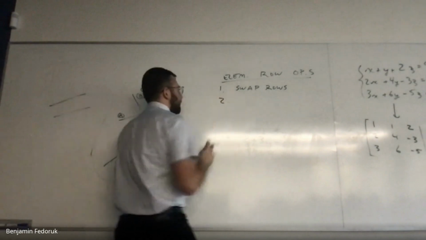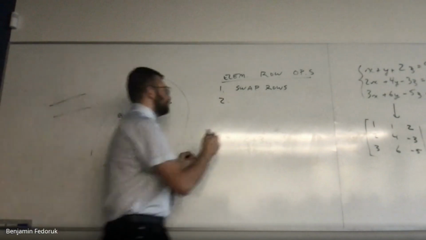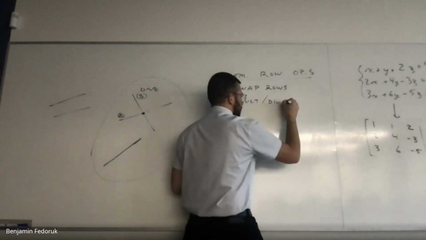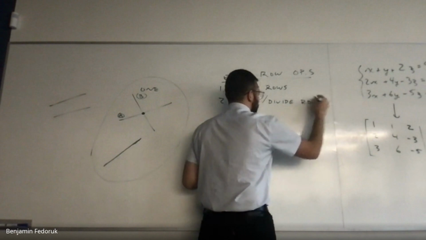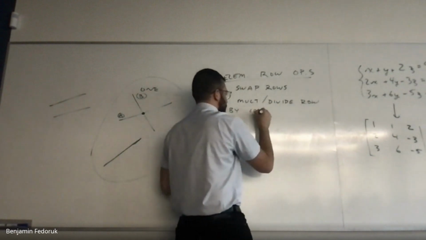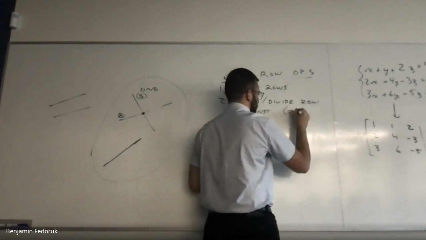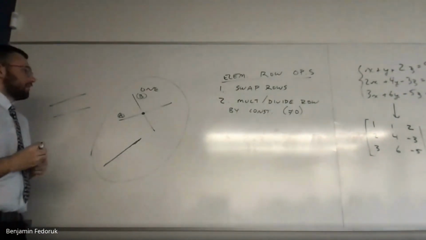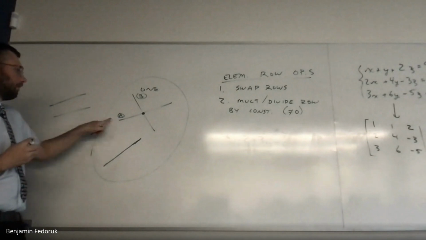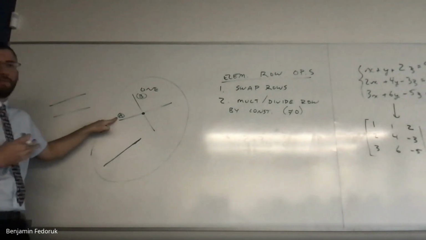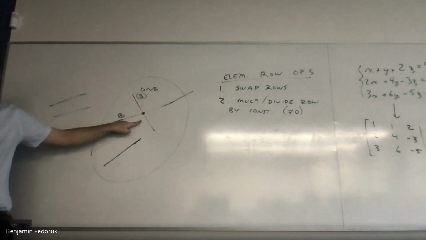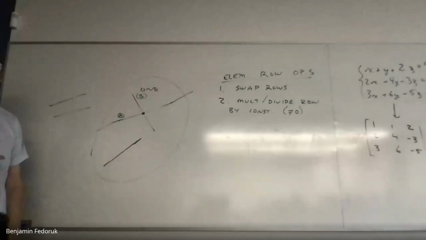The second thing is we can multiply or divide a row by a constant, and it can't be 0, because if it's 0, weird things happen. Say that I multiply line A here by like 2. Doesn't change the answer, right? If I make the line bigger, it's not going to change anything. So we can do that. Doesn't change the solution.